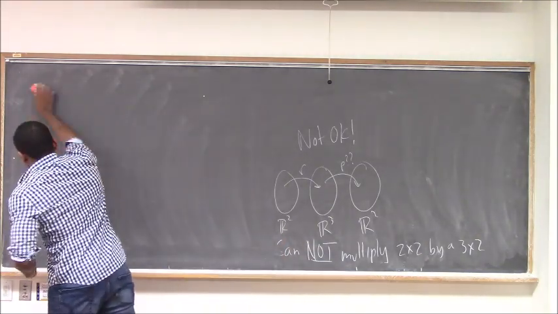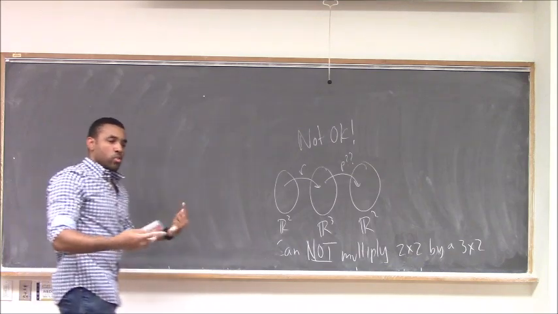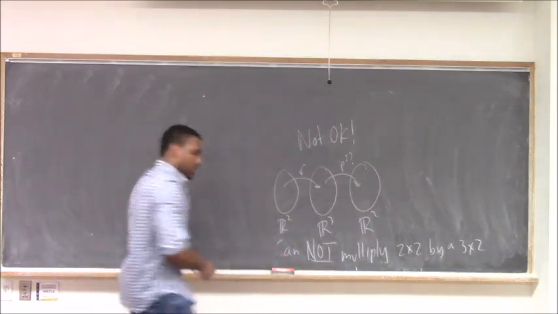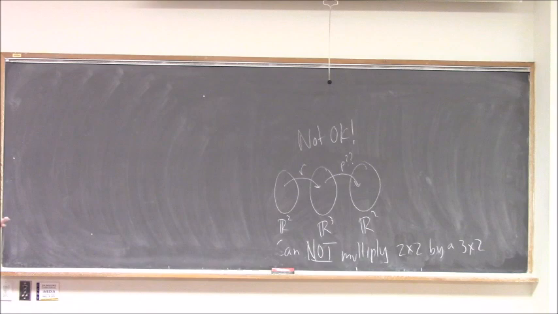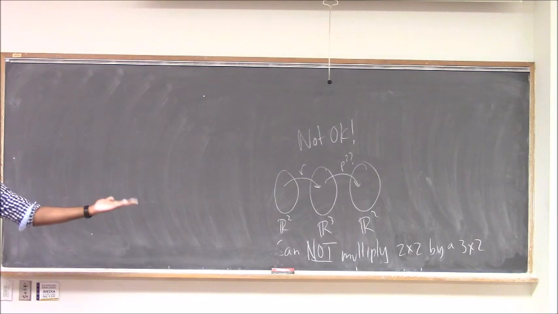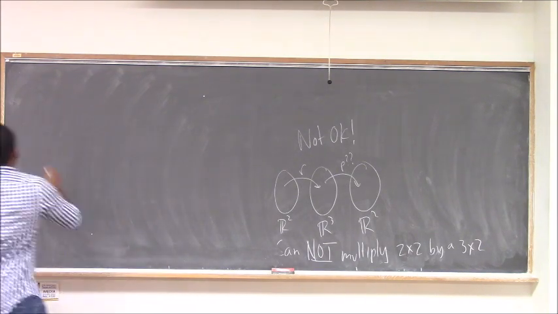So when I define matrix multiplication, I'm also going to define when it works and when it doesn't, because it might seem complicated and mysterious when I do it, but I just wanted to illustrate why it's going to make sense when I write it down.